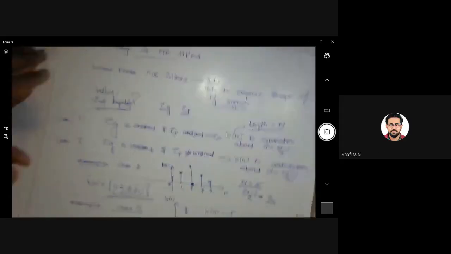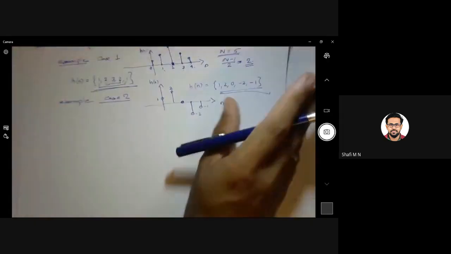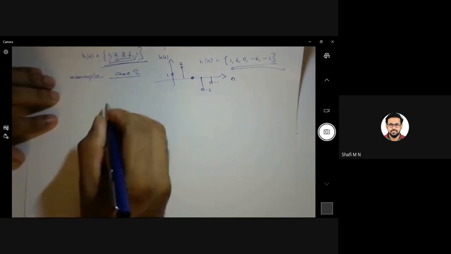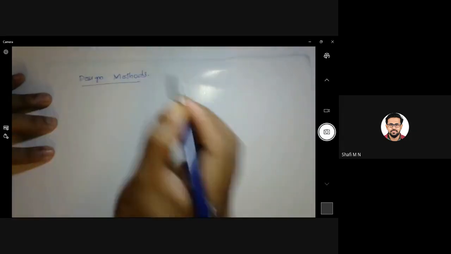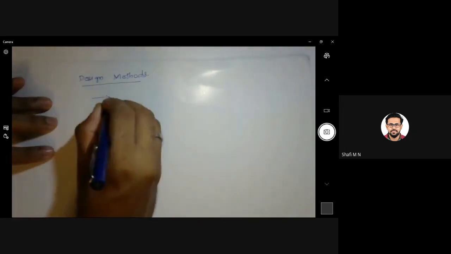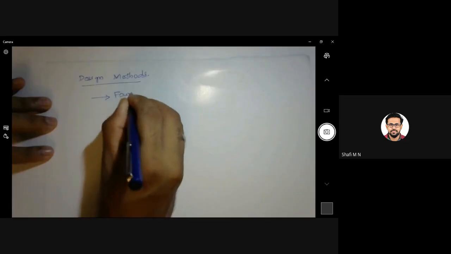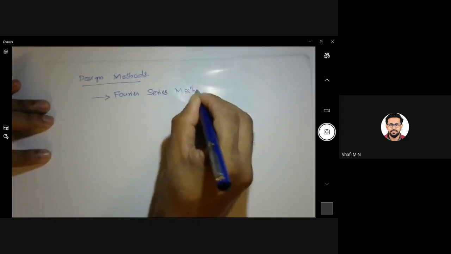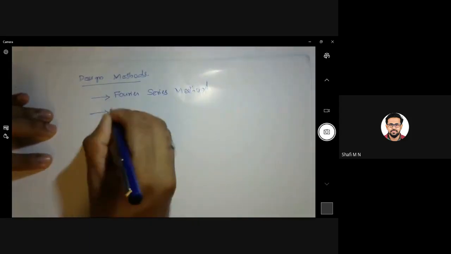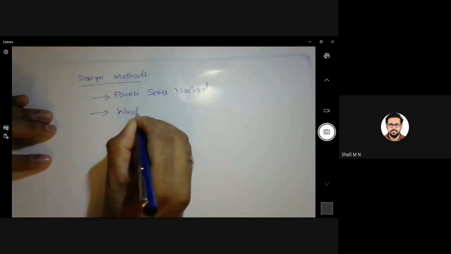So design methods, conclude. We will look into that once again. We have basically a FIR filter. You can make a heading, design methods. Just conclude design methods. We will start with Fourier series method. Fourier series method, direct windowing method. Both are same. We will look at that. Then we will have windowing method.